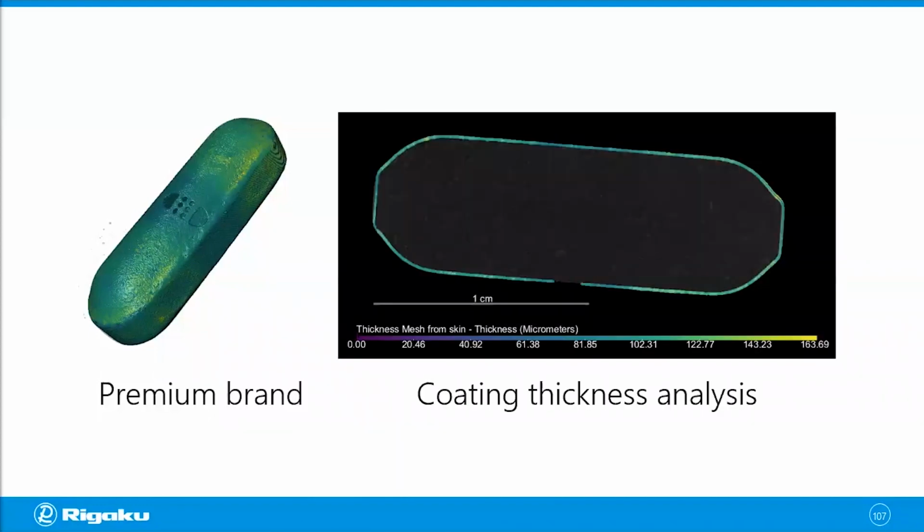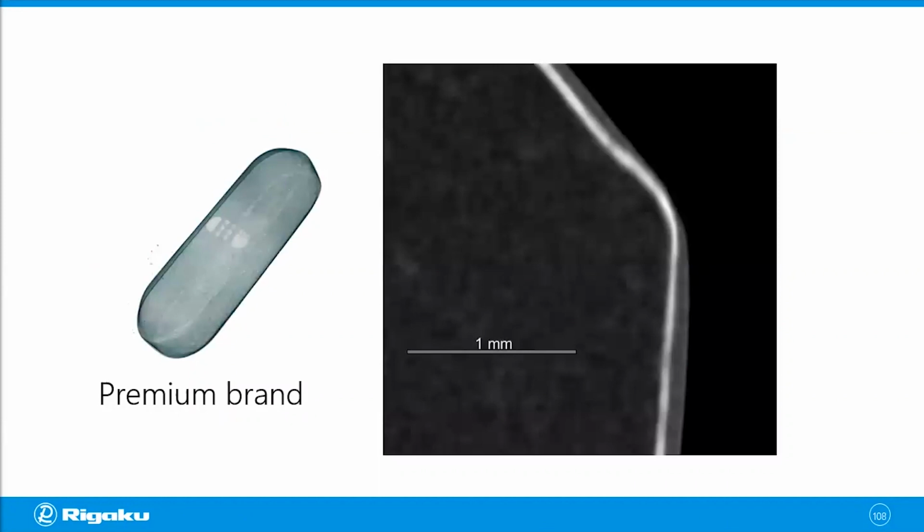And if you look at this one from the side, again, it is very clear that this coating has an opening. If you look at the corner of this tablet closely, you also realize that there are two layers of coating. You have one layer on the outside and another one on the inside. So this is the premium brand.